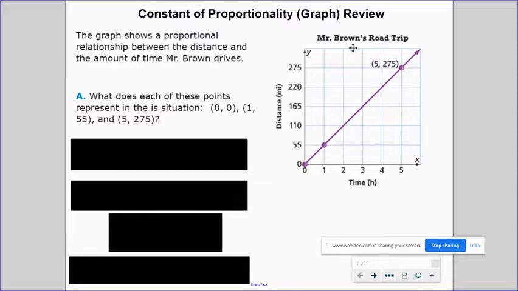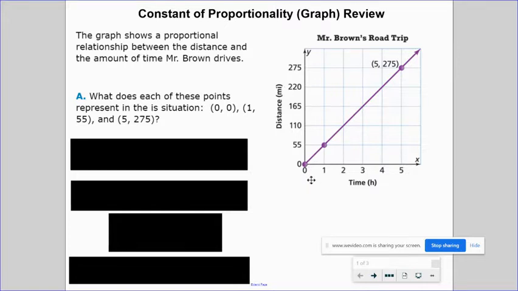Brown's road trip. So we know Mr. Brown took a road trip, and now we also have to read the X and Y axis labels. What is the X axis discussing? Well, the title for the X axis is time with the letter H, which means time is represented in hours. What is our Y axis, or all of our Y coordinates, discussing? Well, the Y axis is labeled as distance with the label MI, and MI stands for miles.